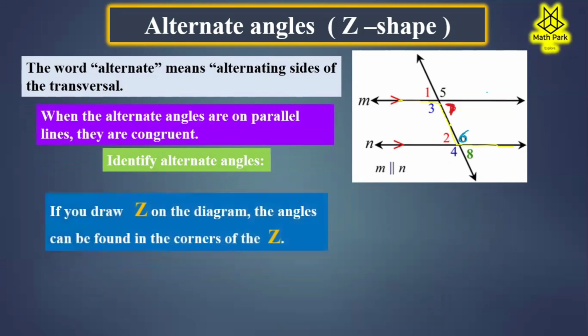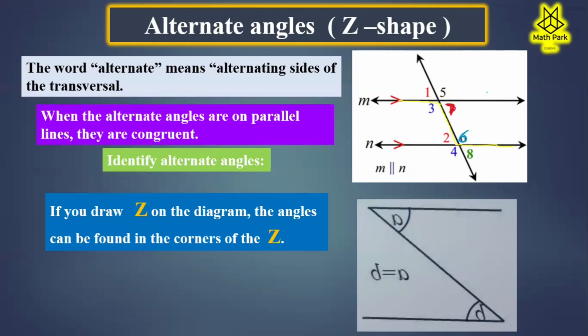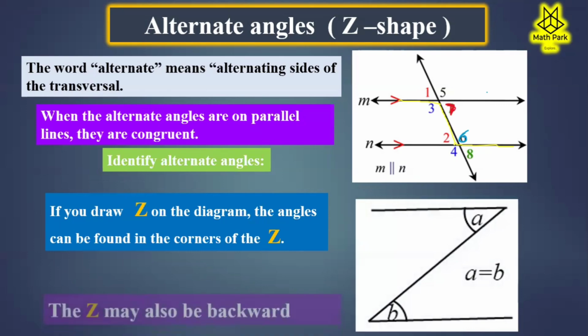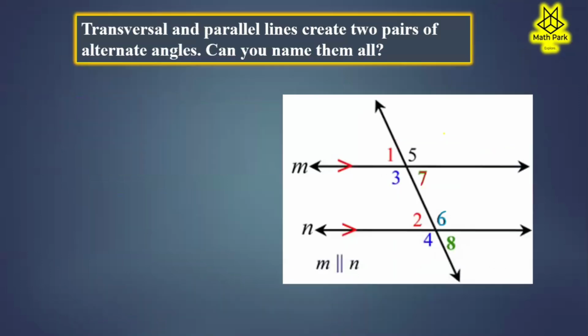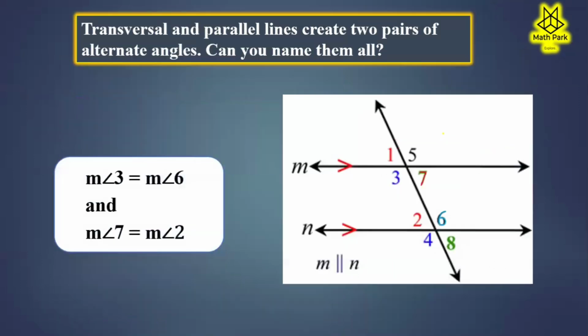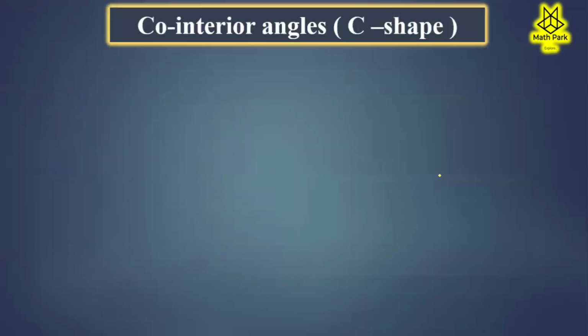So if you draw Z on the diagram, the angles can be found in the corners of Z. So this is 3 and 6 as I told you. Now again, Z can also be backward. So you can get another pair, as you can see here, 3 and 6, same way you can get 7 and 2. Let's identify the alternate angles here. So you have angle 3 is equal to angle 6 and angle 7 is equal to angle 2.